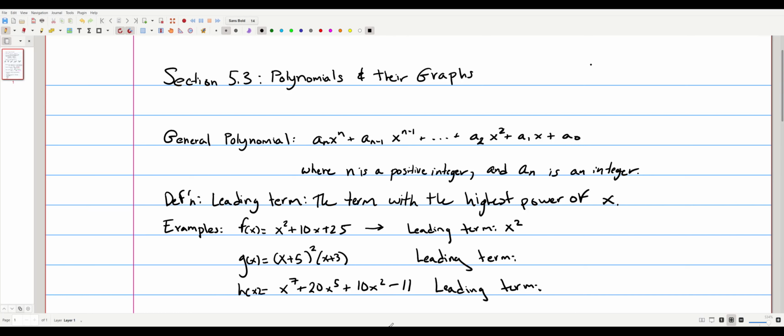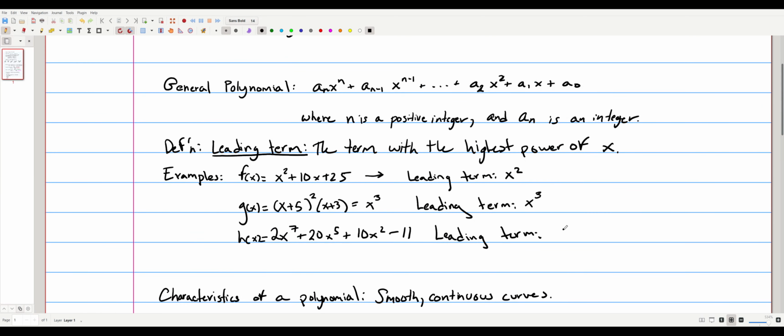So we have a definition here, the leading term. The leading term of a polynomial is just the term with the highest power of x. So for f of x, the leading term would be x squared. For g of x, if you expanded this, you would see that the leading term would be x cubed. I'm just going to change this one for instance. And so the leading term of g of x would be x cubed.